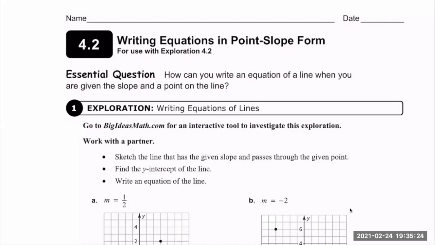Hello everyone. Today we are going to go through 4.2, which is writing equations in point slope form. So this is exactly what we've done before. If I were you, I would write y equals mx plus b at the top of your page. This is what we're doing. We're creating our equations again. Now we're just going to be given a little bit different information and we have to do a little bit different work to get there.